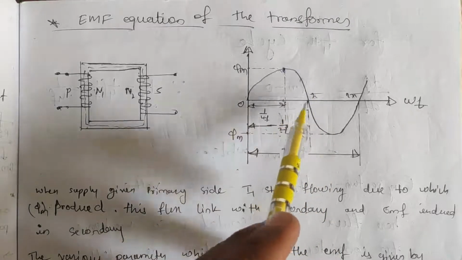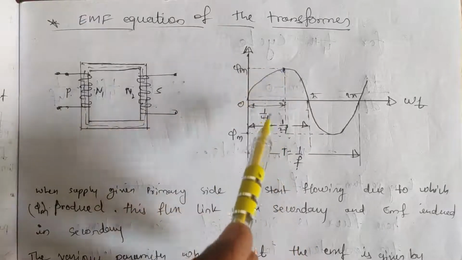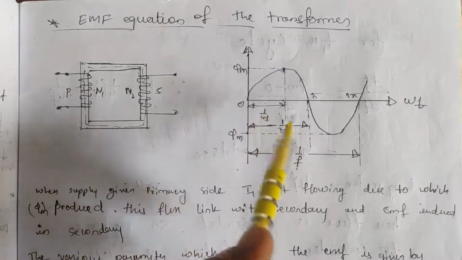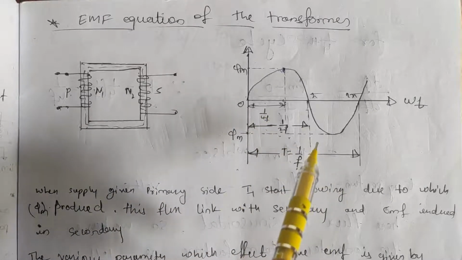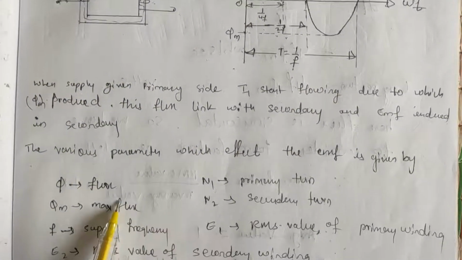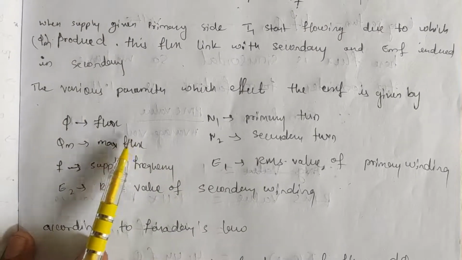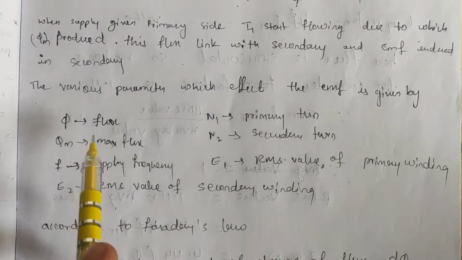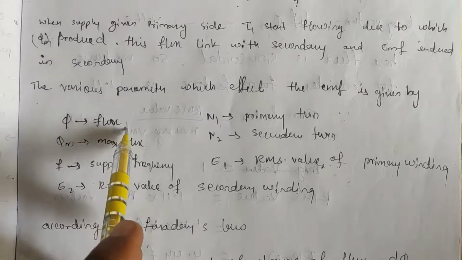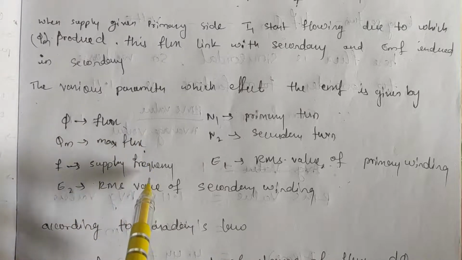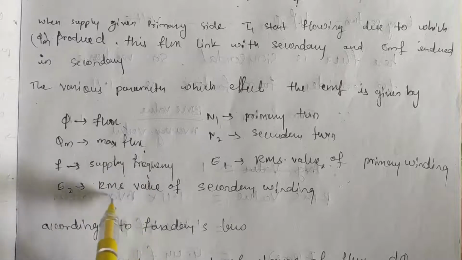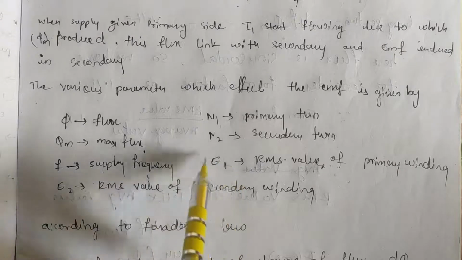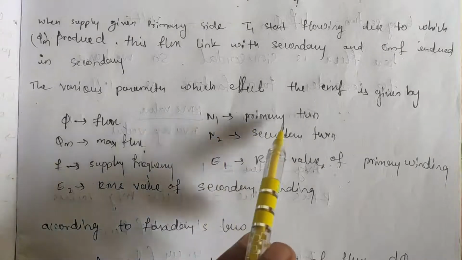Now come to the waveform. This is the flux waveform. At this instant we are going to get maximum flux. Again it will start decreasing, and again it will go negative, and this cycle repeats. One full cycle is called the time period, and that time period is 1 by f. Half of this is 1 by 2f. When we get maximum flux, the time should be 1 by 4f. So this is the waveform.